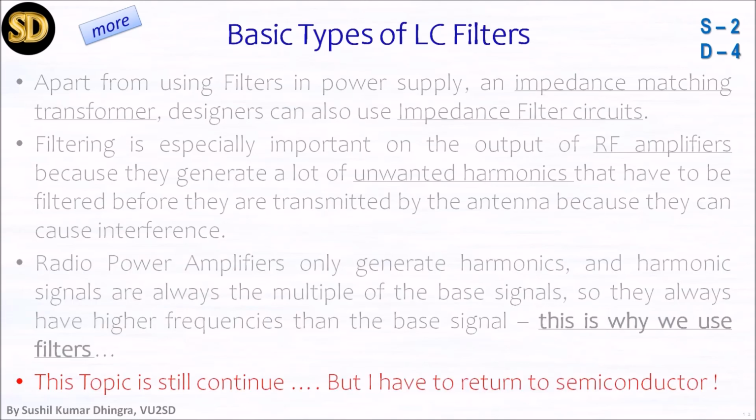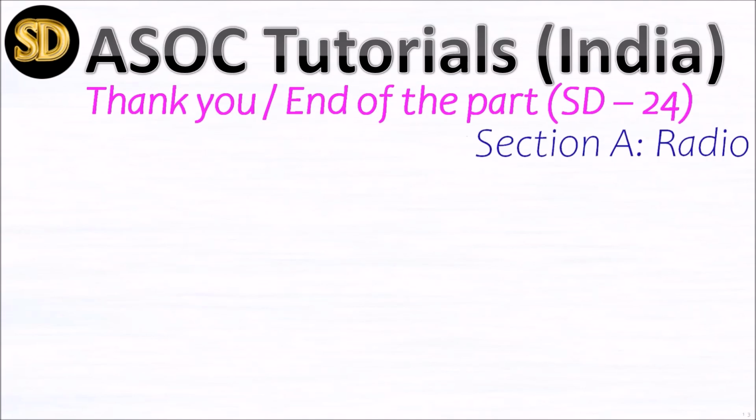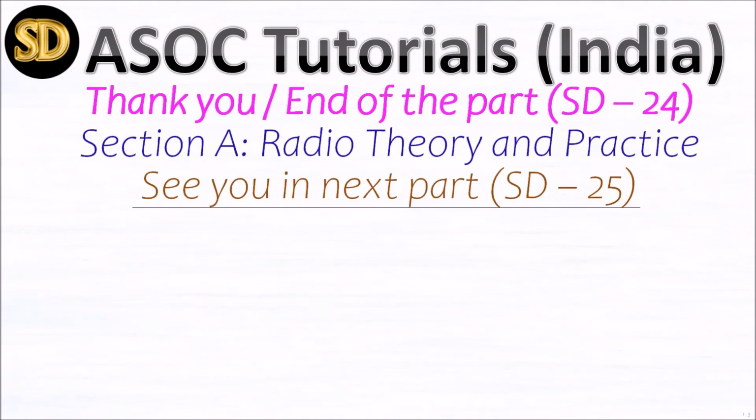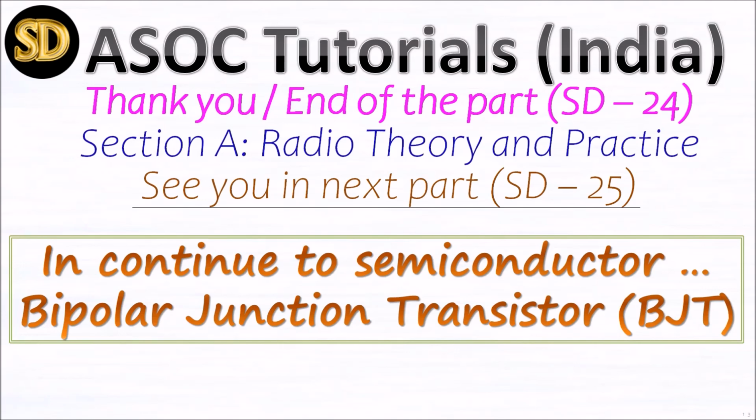This topic on LC filters is still continuing, but I have to continue to semiconductors. Previously I had taken the PN junction and uni-junction. Now I have to go to the bi-junction, or I can say the bipolar junction transistor. This is the end of today's session, and I will continue in the next section on semiconductors with the topic bipolar junction transistor, BJT.